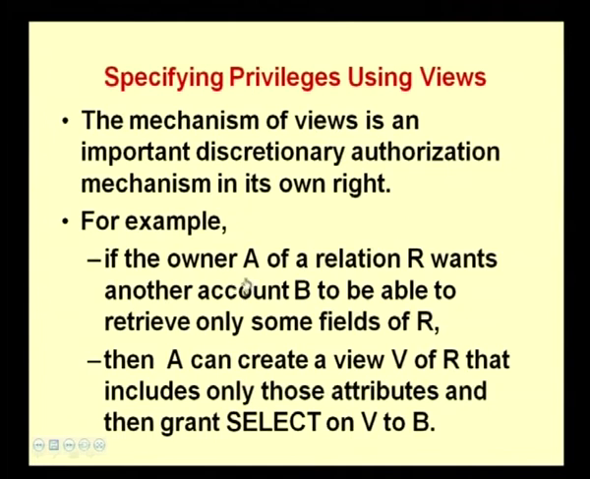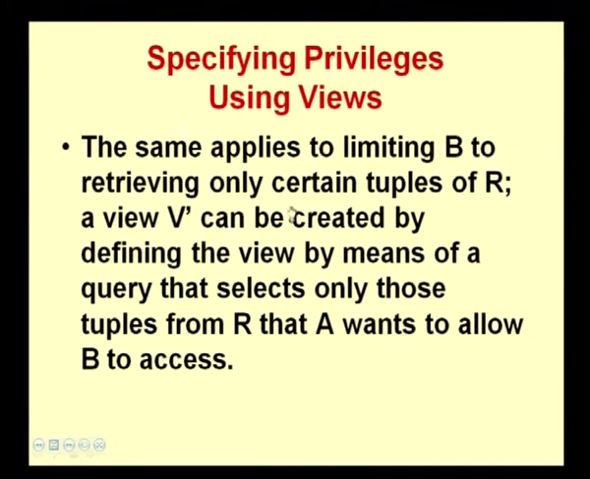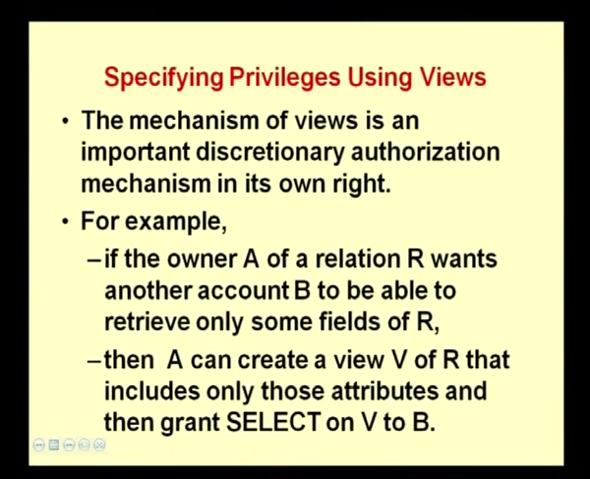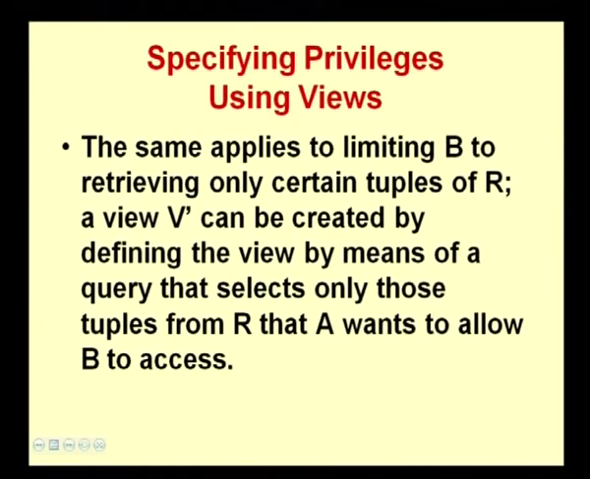For example, if you have an owner A of a relation R and he wants another account B to be able to retrieve only some fields of R, then A can create a view V of R that includes only those attributes that he wants B to read and then grant select on V to B. The same applies to limiting B to retrieving only certain tuples of R. The view V can be created by defining the view by means of a query that selects only those tuples from R that A wants to allow B to access. So, you have again two aspects. A view can be created to include only certain attributes, that is projection basically, and you can create a view to allow only certain tuples, which is again a select.